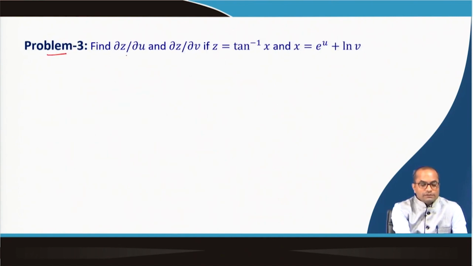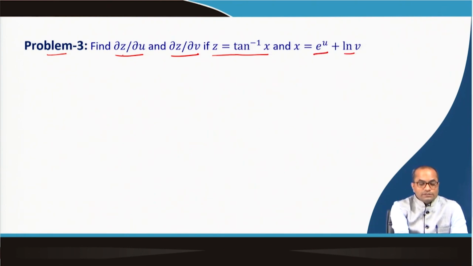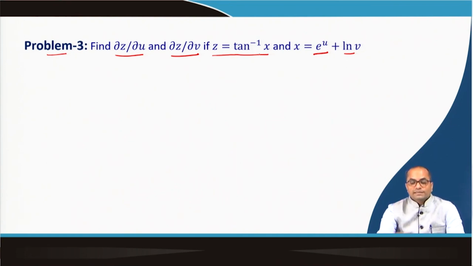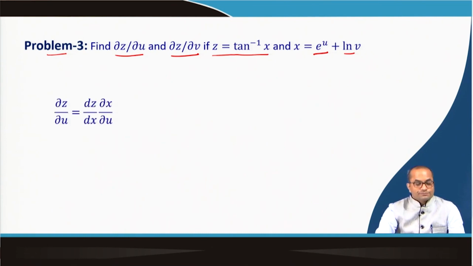So, problem number 3, we want to get del z over del u and del z over del v. If z is given as tan inverse x, and x is given as e power u ln v. So, here z is a function of one variable x, and x is a function of two variables u and v, and then we want to get these partial derivatives del z over del u and del z over del v with respect to u and v.